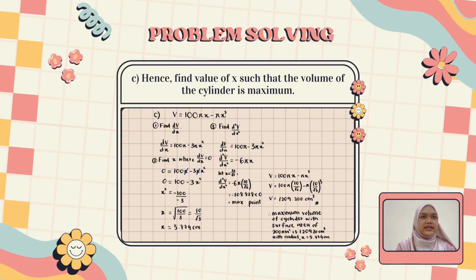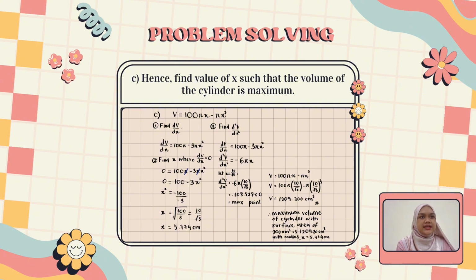Okay, next find the second derivative d2V over dx2. dV over dx equal to 100 pi minus 3 pi x square. d2V over dx2 equal to negative 6 pi x. Let x equal to 10 over square root 3. d2V over dx2 equal to negative 6 pi times 10 over square root 3. So we can get negative 108.828, so less than 0. That is a maximum point.